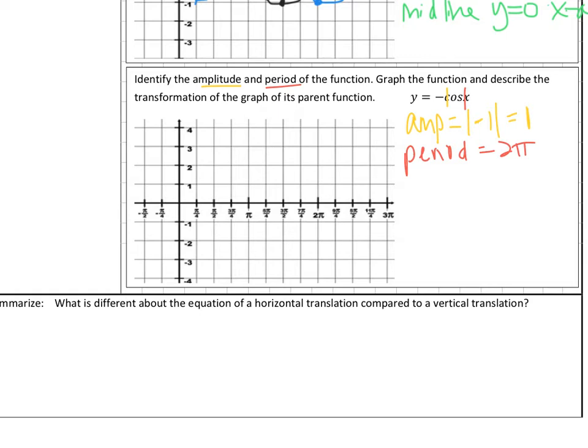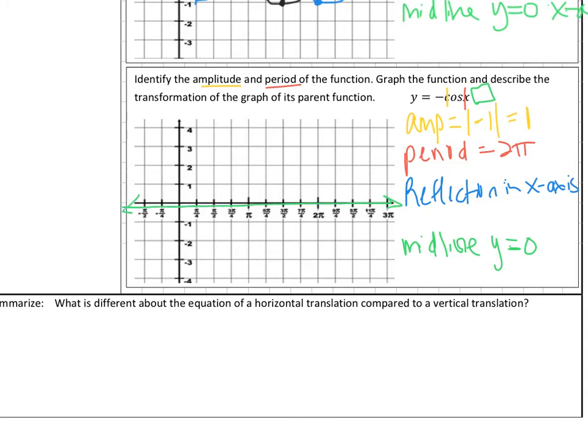Our transformation is just a reflection in the x-axis. There's nothing else going on in this equation from the parent. And so our midline is also going to stay at y equals 0, or the x-axis, because there is no number added or subtracted out at the end. I haven't been drawing in the midline because they've all been x-axes, but if you wanted to, you could draw that in like we did last week.